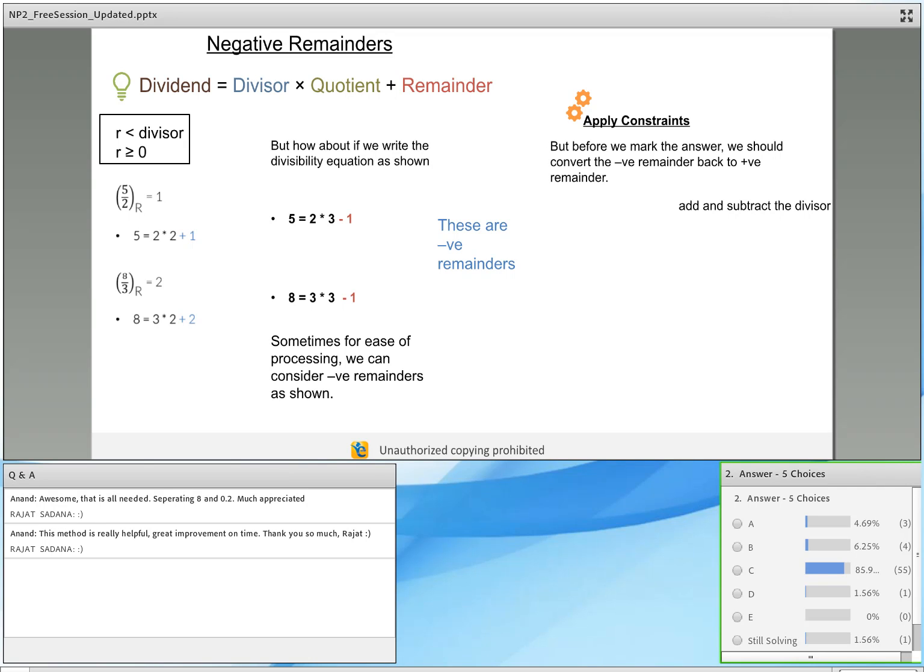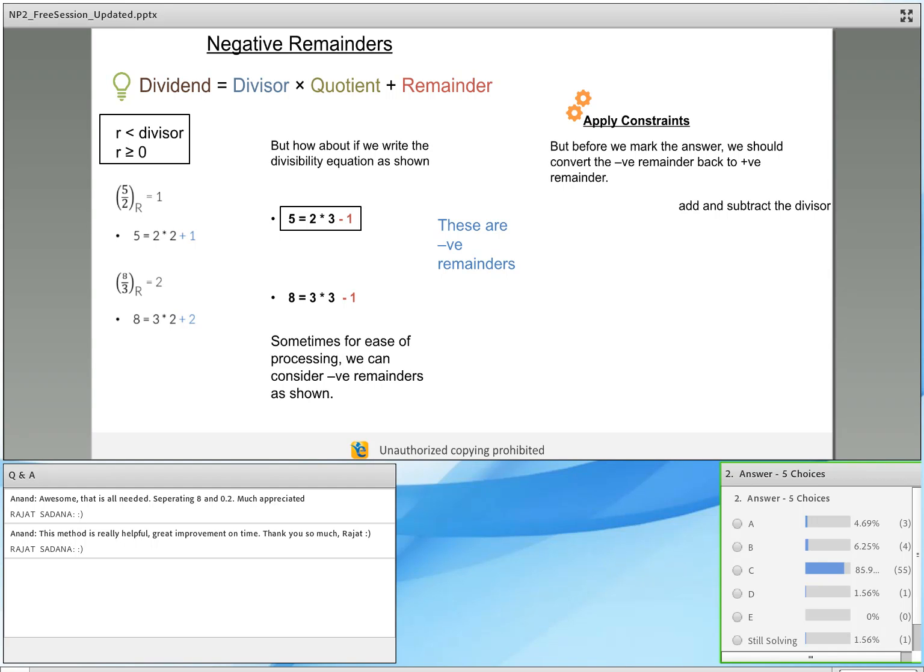So how do we use the concept of negative remainder to get a positive remainder? Let's look at this. We're going to use these equations. Which equation? 5 is 2 times 3 minus 1. So again, I'm going to slow down. I want you to increase your focus over here.